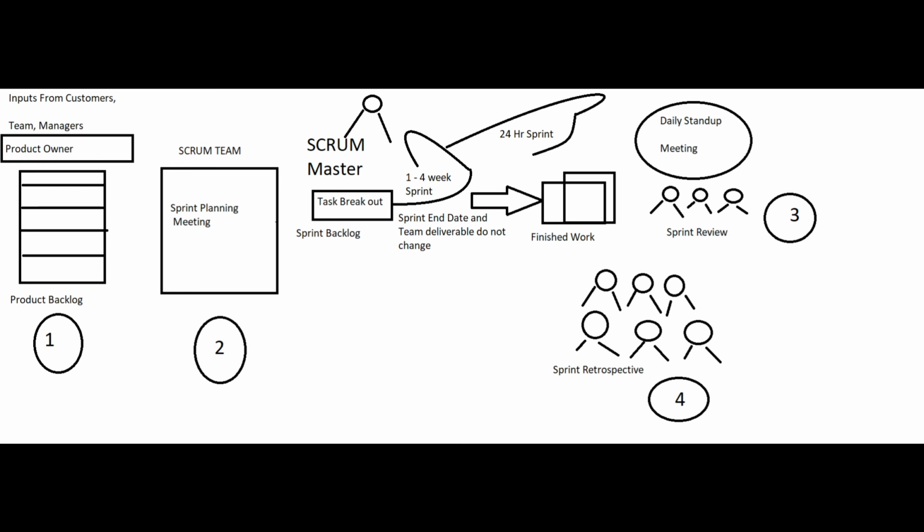Let me quickly recap all this one more time. This is about the Agile Scrum Framework. I will discuss from the start again. In the Scrum Framework there are three main roles. The first role is the product owner, the second role is the Scrum Master, and the third role is the Scrum Team. So who is the product owner here?